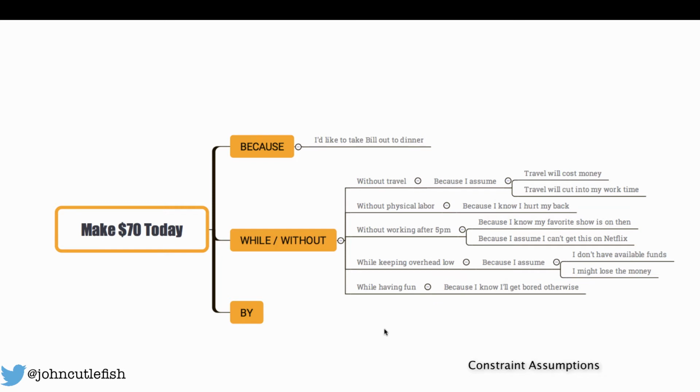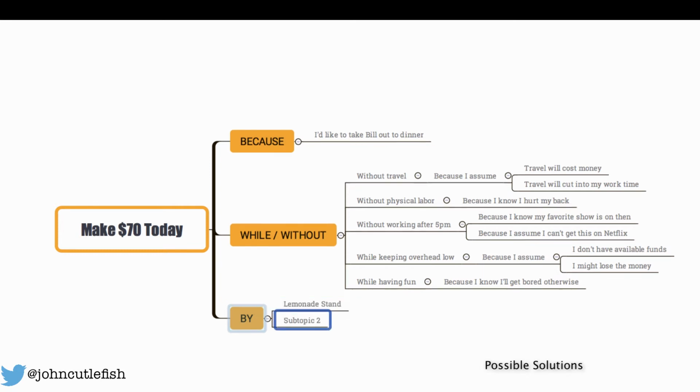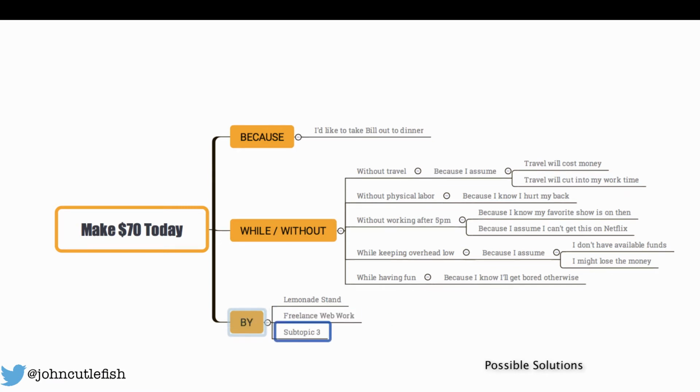So we have a why. We have some things that I want to try doing and things I want to try not doing. Let's get to the by. So these are some solutions. For example, I might want to try a lemonade stand. Another idea is some freelance web work. Can always do that. Might not be able to get a customer in time though. Or I could borrow the money. Who knows? Maybe I don't even need to work to get this particular thing.